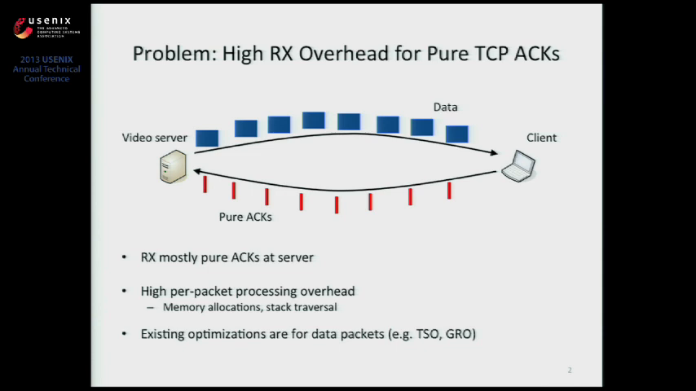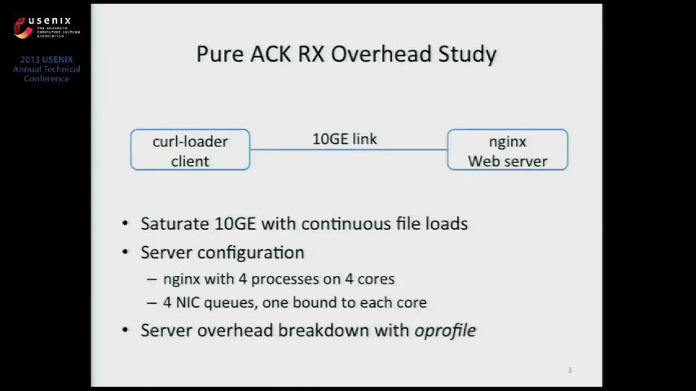But if you count the number of packets that these servers actually receive, a lot of them are pure ACKs, and it turns out that the per-packet overhead is quite significant. To quantify this overhead, we did a very simple experiment. We set up two machines, one running Nginx with 4 threads, and another running curl-loader, which is continuously requesting random files of a particular size. On the server host, we use OProfile to break down the overhead in different system components.